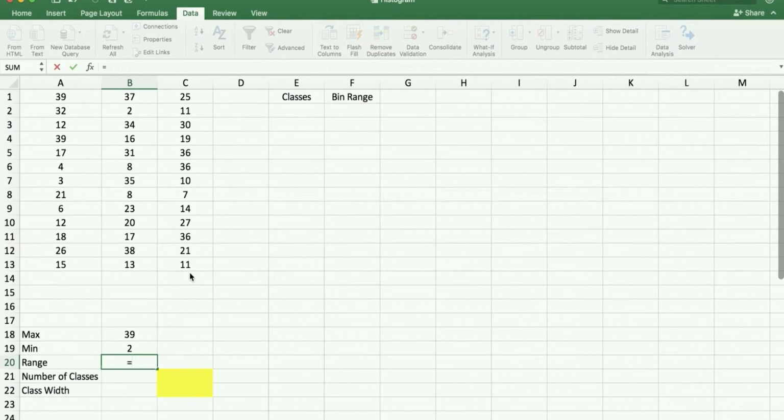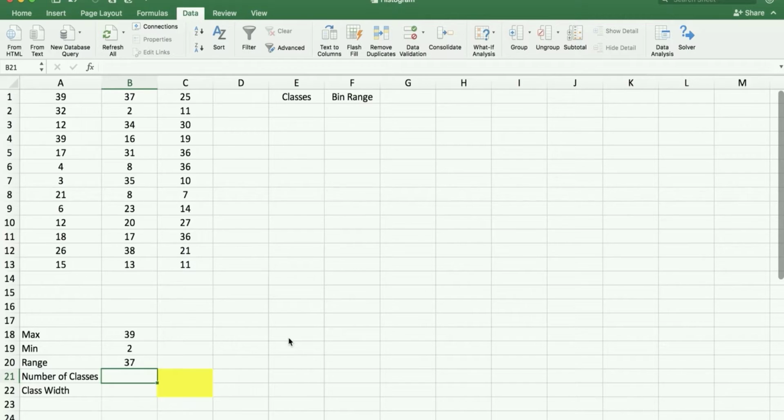Then using these two values, I'm going to find the difference between the max and the min, in other words, the range in this data. It's going to be 39 minus 2, or using Excel cells, I can say B18 minus B19, which is equal to 37.